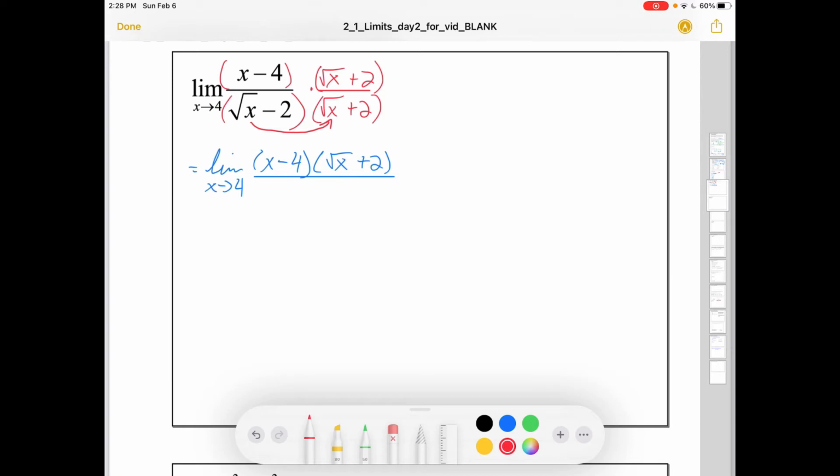Root x times root x, well, that's going to be just x, because it would be the square root of x squared. And we're dealing with positive numbers, so we don't have to worry about absolute values. So that's going to give us x. This will give us plus 2 root x minus 2 root x, so those are gone. And minus 4. And now you can see where the magic can happen.